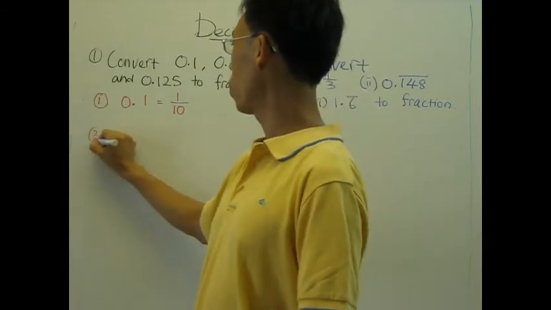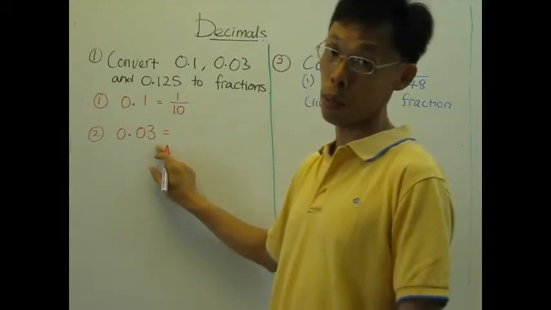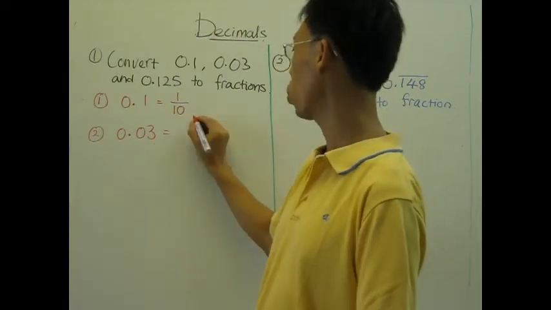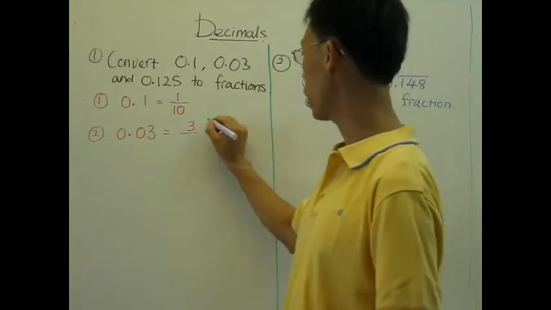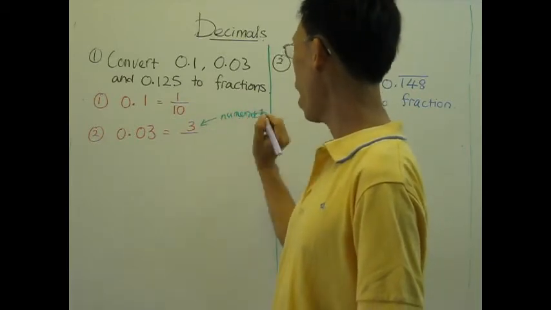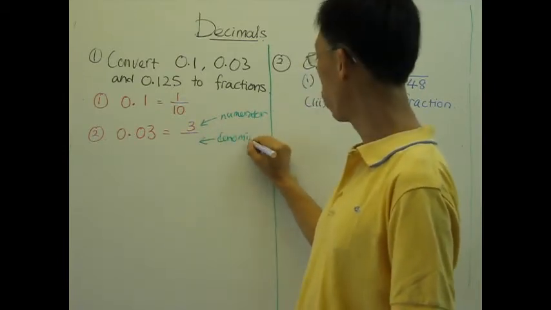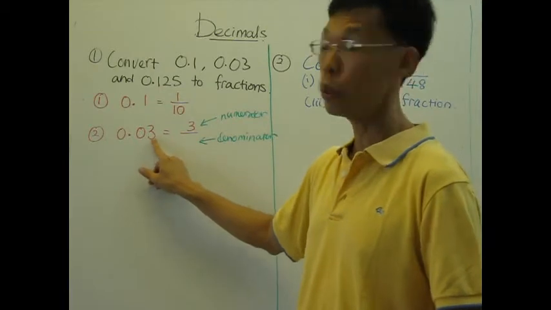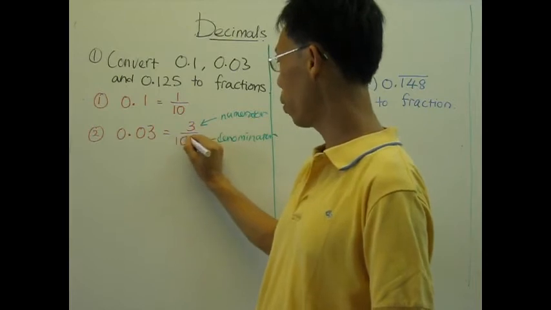Next one. So you have 0.03. So we have two decimal places. The significant figure here is 3. So you write the significant figures on top in the numerator. The thing on top is called the numerator, and the thing at the bottom is called the denominator. In this case, because it's two decimal places, I will need 2 zeros. So you put 1, 0, 0.